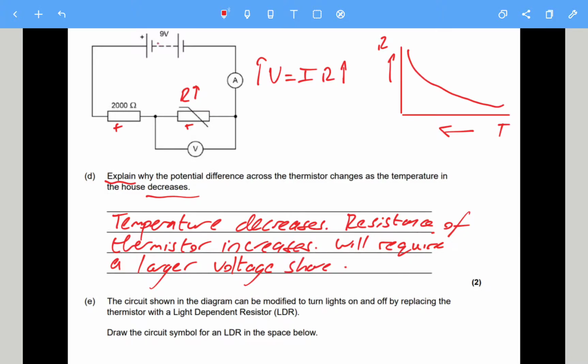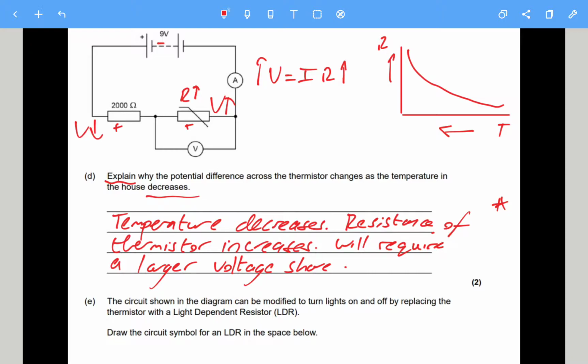Remember, back to circuit rules. The voltage of 9 volts will share across these two, the 2000 ohm resistor and the thermistor. I don't know, maybe we could figure them out, but the values essentially will always have to add up to 9. So if the resistance across the thermistor goes up, the voltage share will go up, which means that the 2000 ohm resistor will end up with less voltage across it. But the answer given here should suffice.